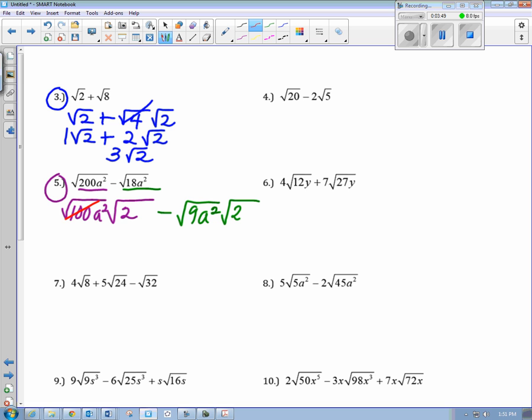Square root of 100a squared is 10a. Radical 2 stays. Square root of 9a squared is 3a. The radical 2 stays. Now I have 2 terms that both have radical 2's in them. The coefficients also match. They both have a's in them. So I can go back now and subtract. So I'm looking to see how many radical 2's I have. I have 10a of them minus 3a of them, which gives me 7a radical 2.